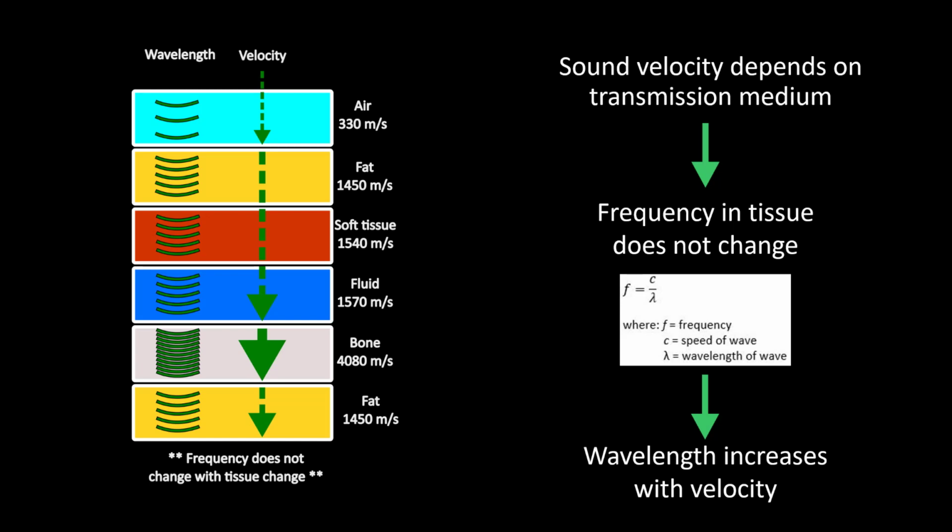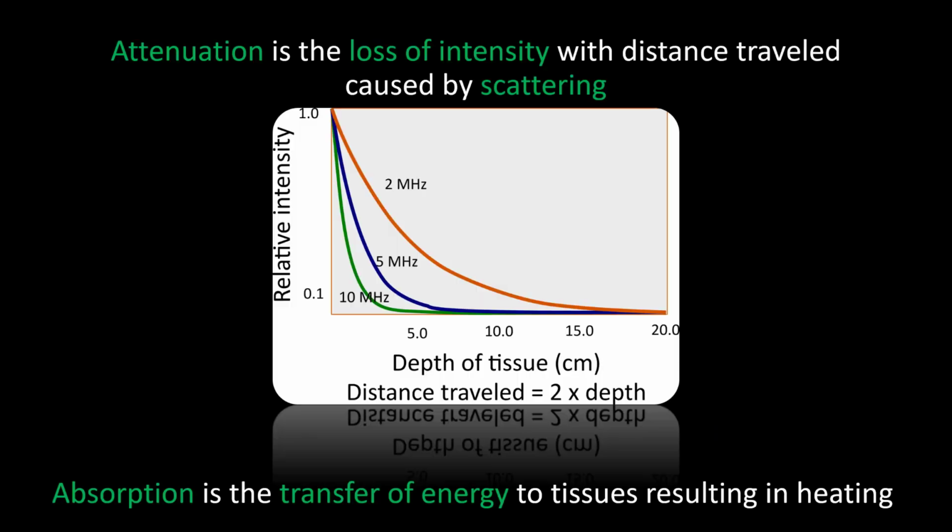You can see on the schematic that air is a low velocity medium for ultrasounds. Most tissues within the body are of more or less equal velocity. Bone is the exception, as it has high velocity. One important point is that the frequency of the ultrasound waves does not change while it passes from one medium to the other. The result, based on the equation seen here, is that the wavelength increases with increasing velocity. This has an impact when interacting with tissues.